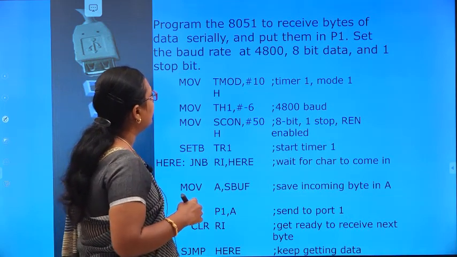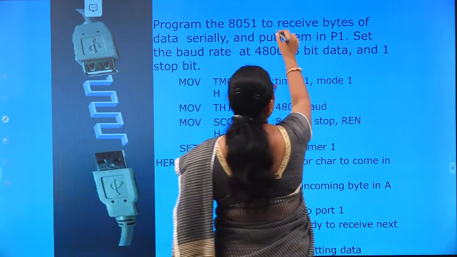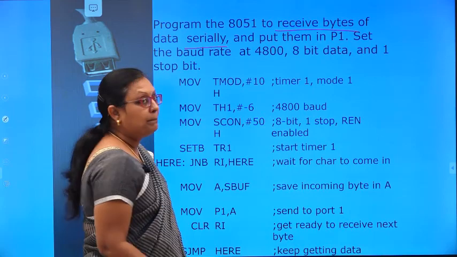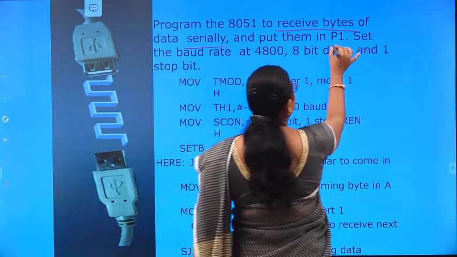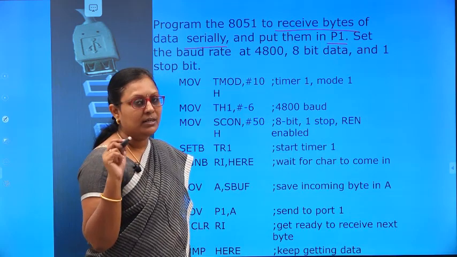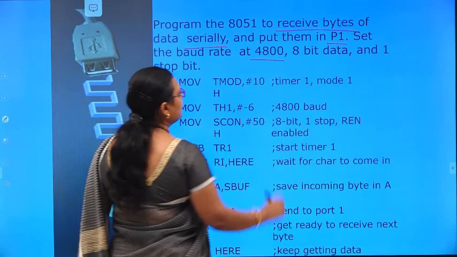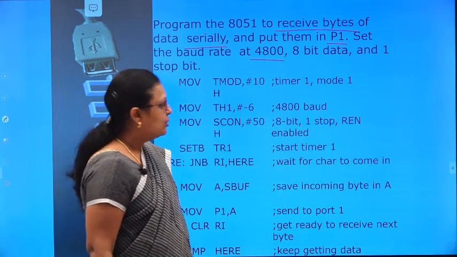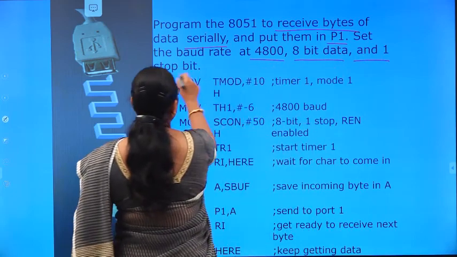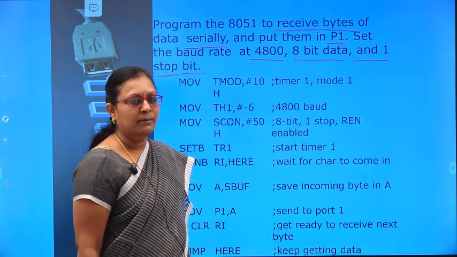Program the 8051 to receive bytes of data serially and put them in P1. So your data has to be stored in P1, that is the port 1 register. Set the baud rate at 4800, with 8-bit data and 1 stop bit. That corresponds to mode 1 operation.